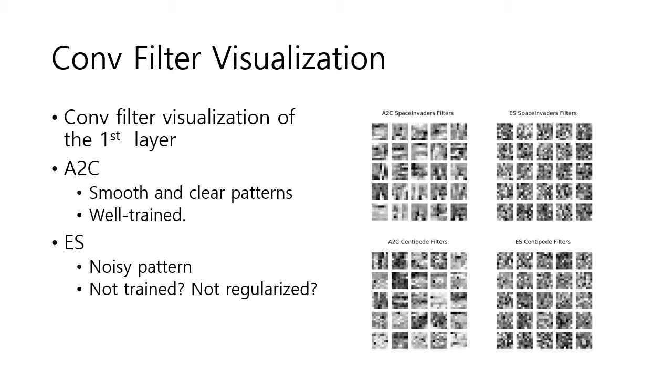We first visualize the convolution filters of the first convolutional layers in both networks. In the A2C trained network, filters have smooth and clear patterns, so we can say that they are well trained. But in the ES trained network, filters have noisy patterns. So are they not trained enough? Or are they not regularized?